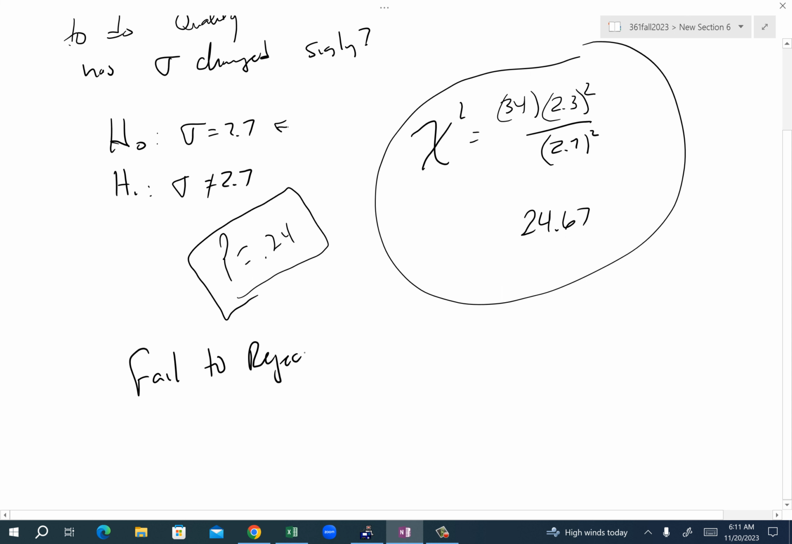What does that say about our machine? It must be working properly. The standard deviation has not increased or has not changed significantly. Nice.